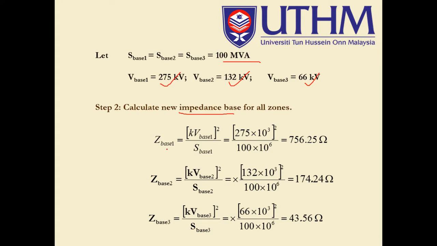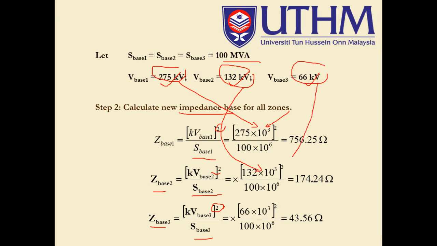So for zone 1, we have V base 1 squared over S base 1. Similarly for zone 2, we have V base 2 squared over S base 2. The similar process goes for V base 3 squared over S base 3. Again, substitute all the values, 275 from here, and base number 2 and base number 3 here.